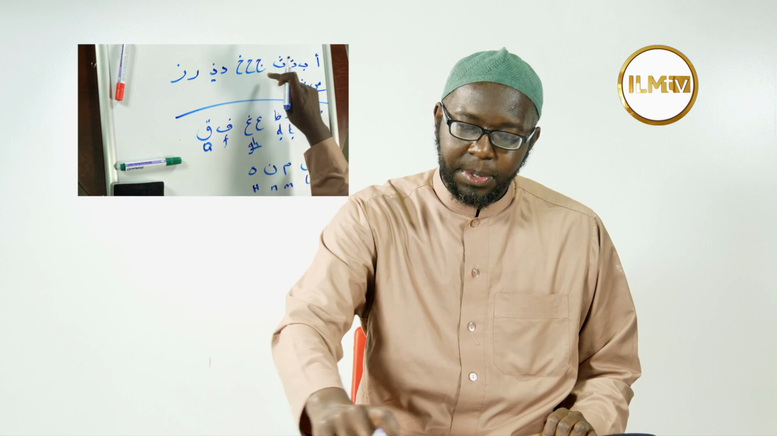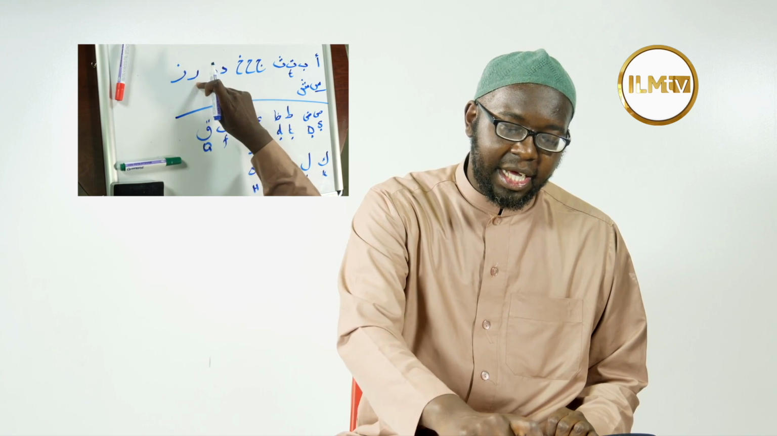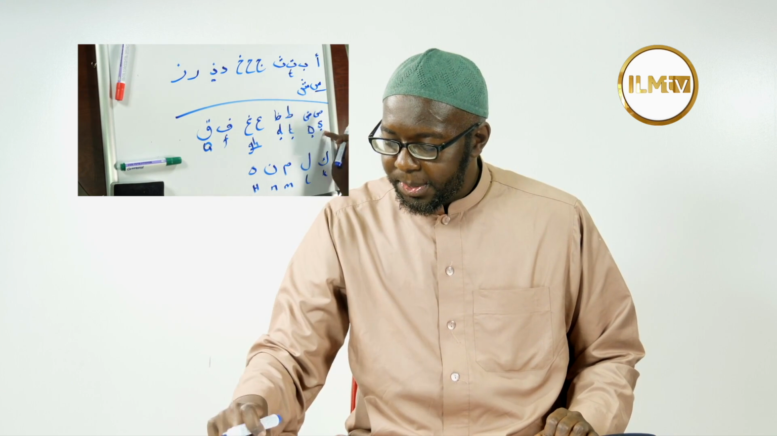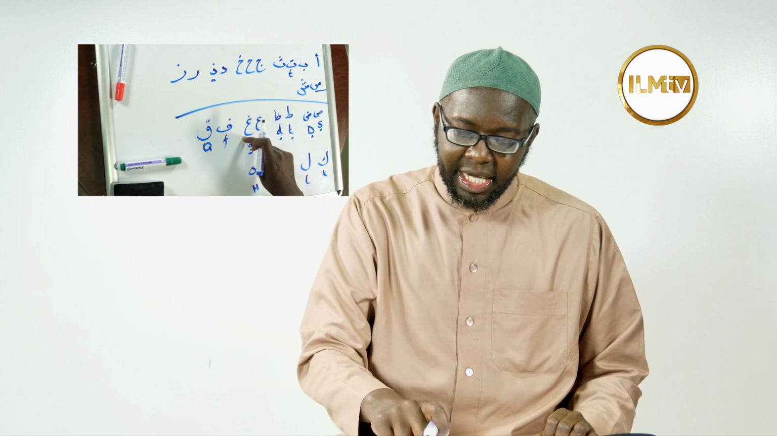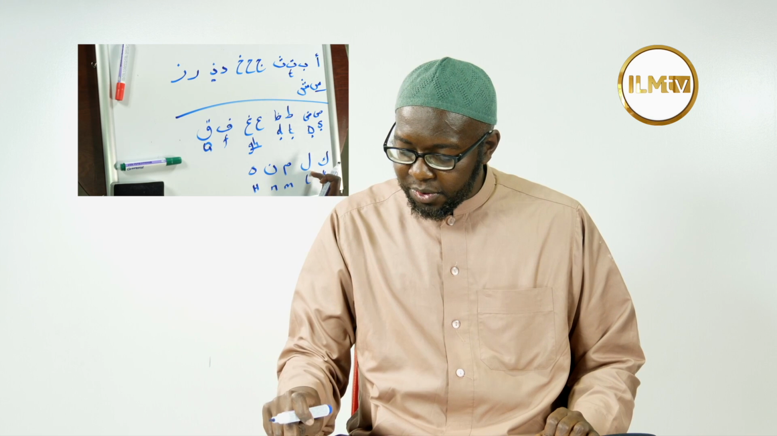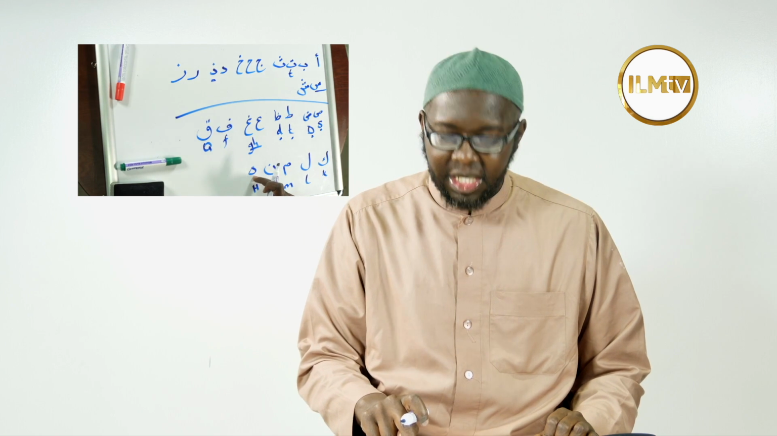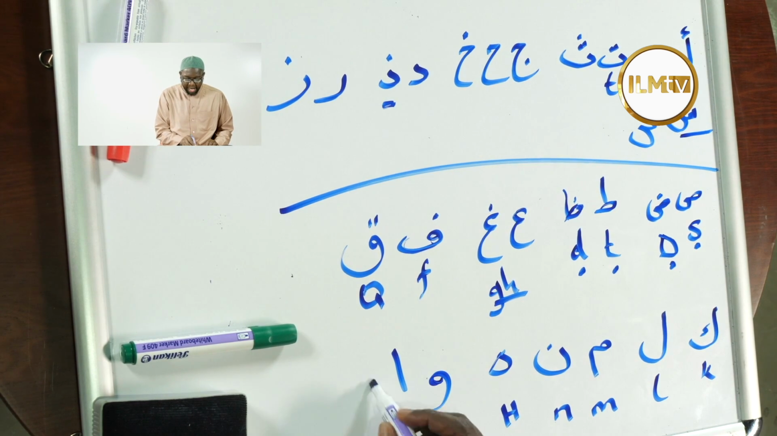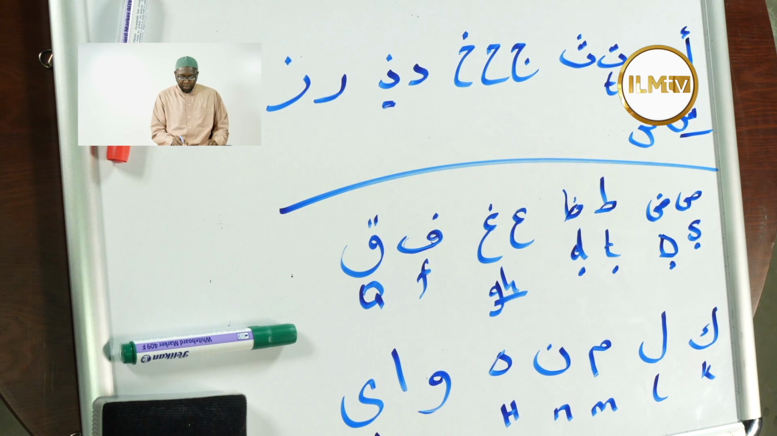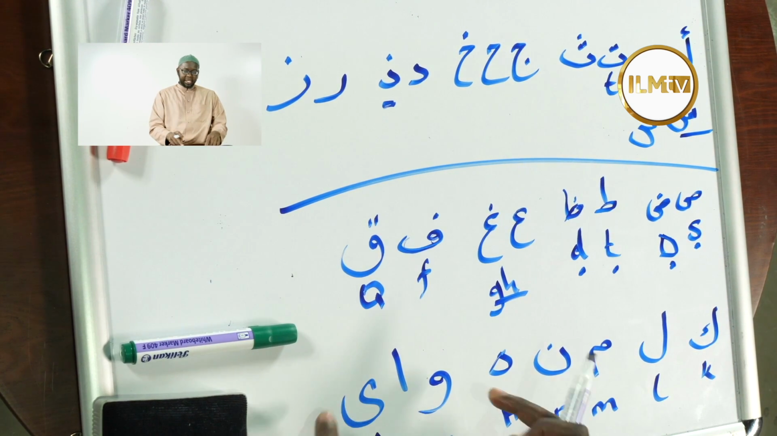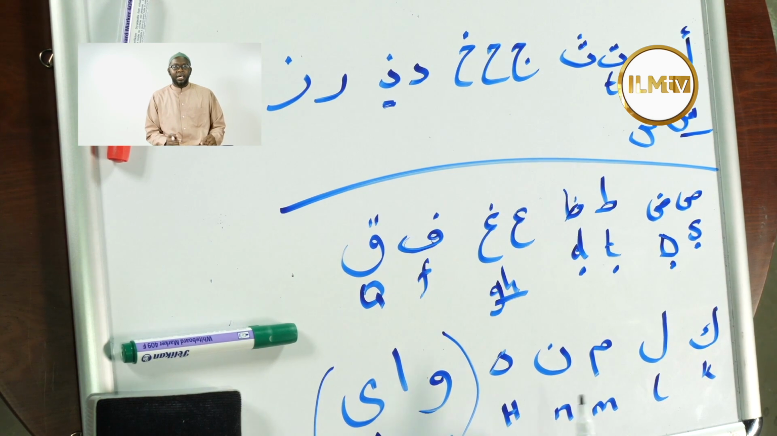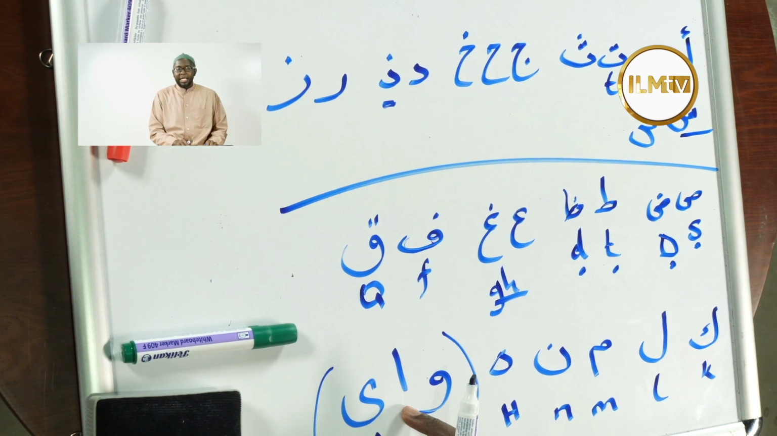1, 2, 3, up to 26. So we have 27, 28, 29. The final 3 letters, Waw, Alif, Ya. These ones they represent vowels, long vowels. So Waw is a vowel, Alif is a vowel, and Ya is a vowel.